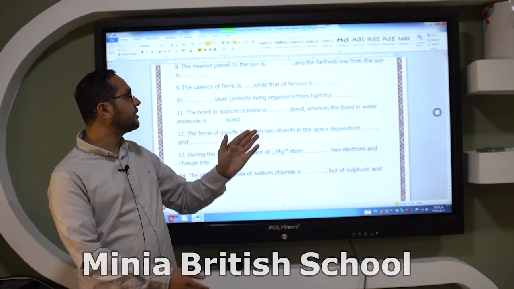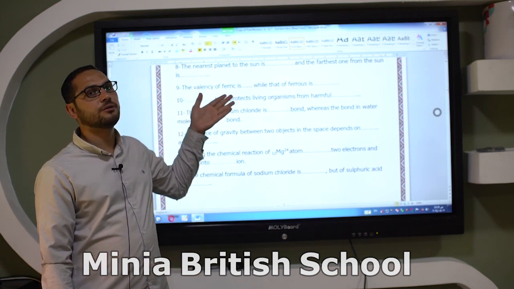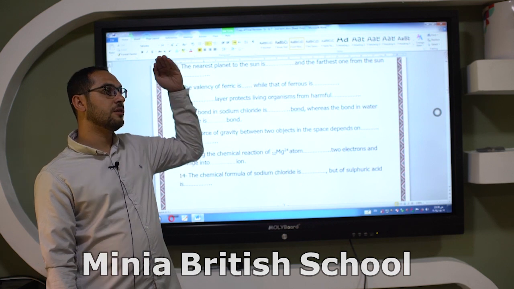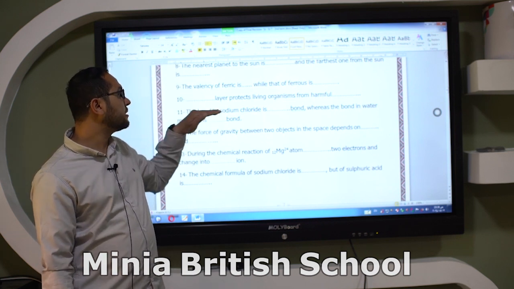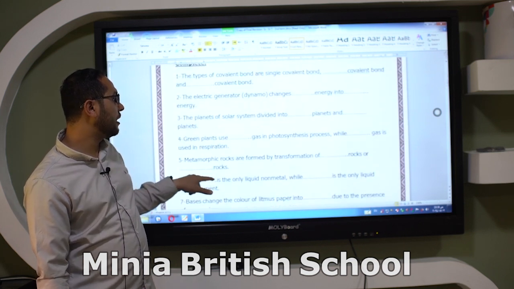Which layer protects living organisms from the harmful rays? Okay, this is the ozone layer. The ozone layer is found in the atmosphere, and it is a very important layer to protect us from the harmful ultraviolet rays.